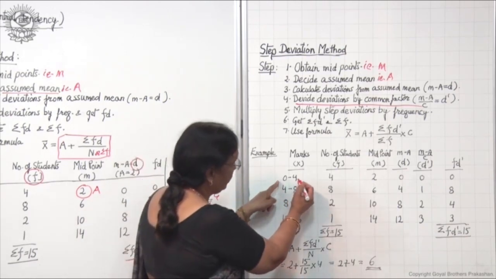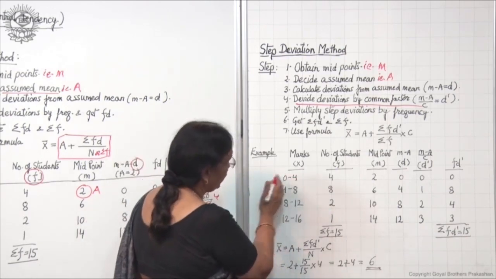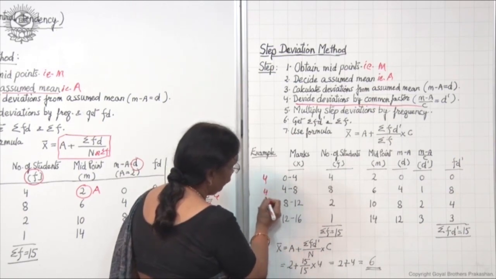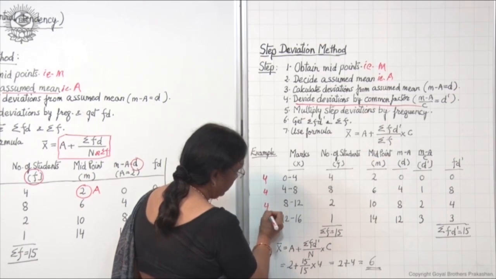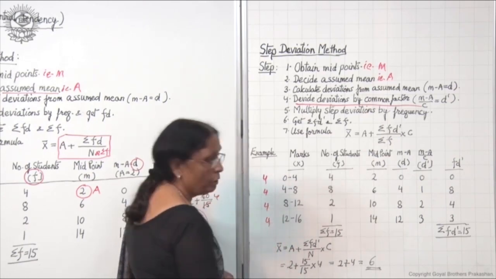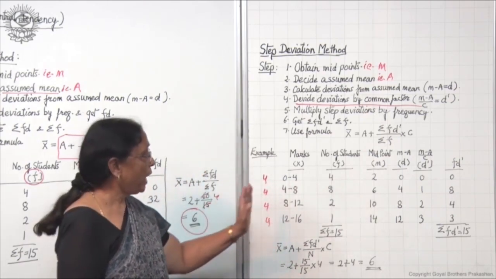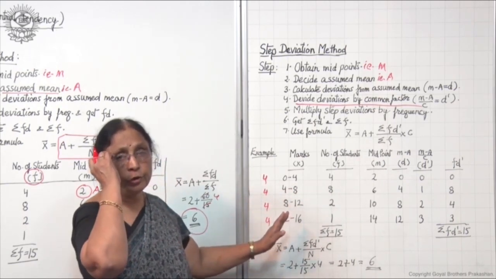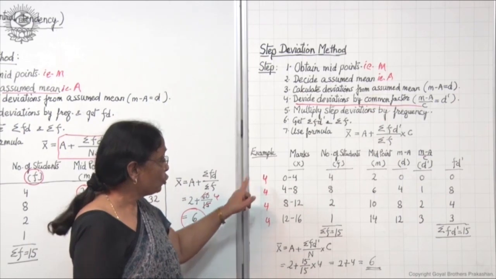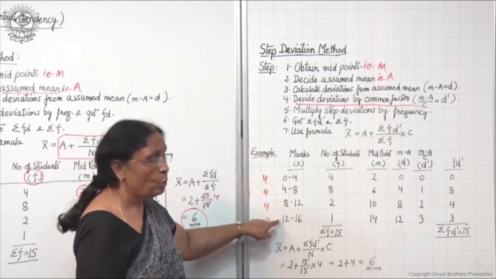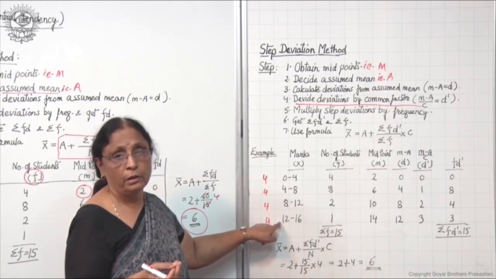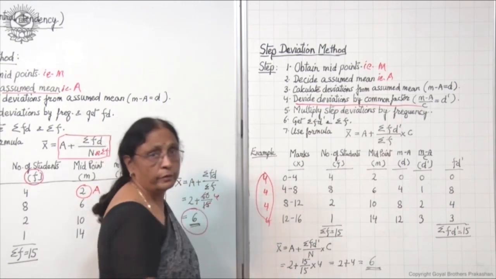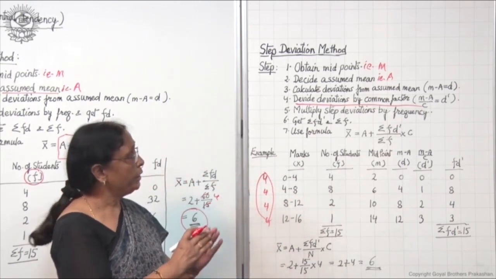See the class interval here: 0 to 4, the class interval is 4; 4 to 8, the interval is 4; 8 to 12, 4; and this again 4. So the gap or the interval between these classes, that is 4, that is equal class interval. So in all these classes what is the common factor? Common factor is 4, right, because the interval is 4.